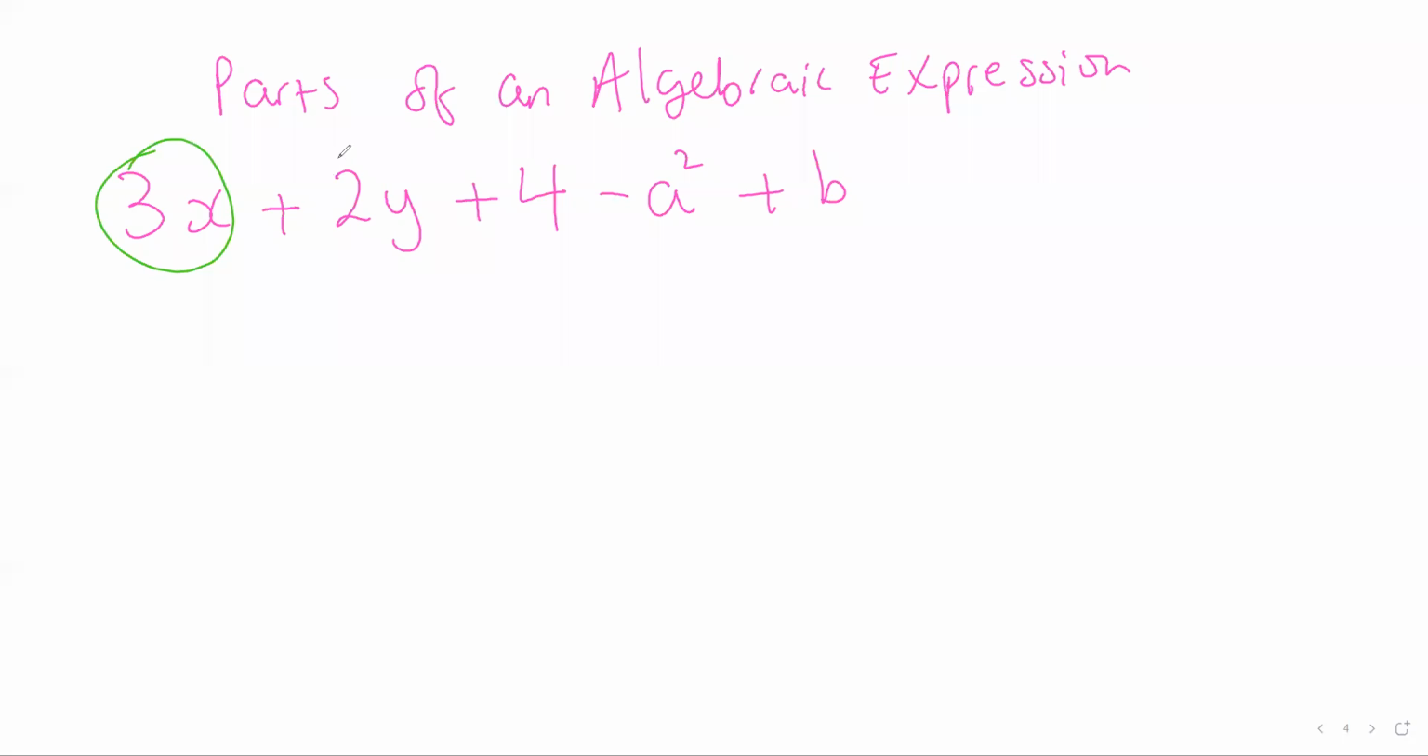This is a term. This is a term. This is a term. How many terms do we have here? We have 1, 2, 3, 4, 5 separate terms. Each term has its own sign, and the 3 here is positive. Any like terms? No, nothing like. This is an x, this is a y, this is a constant, this is an a squared, this is a b term.